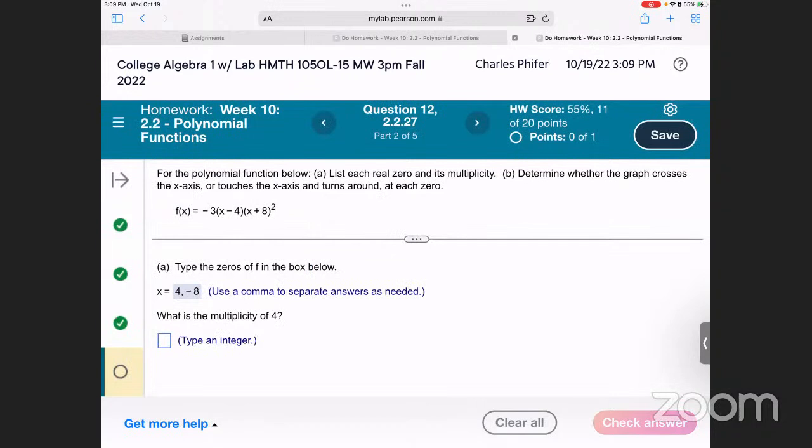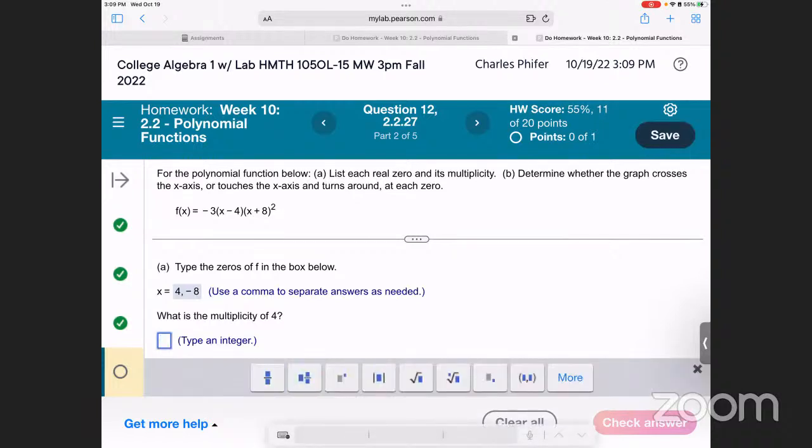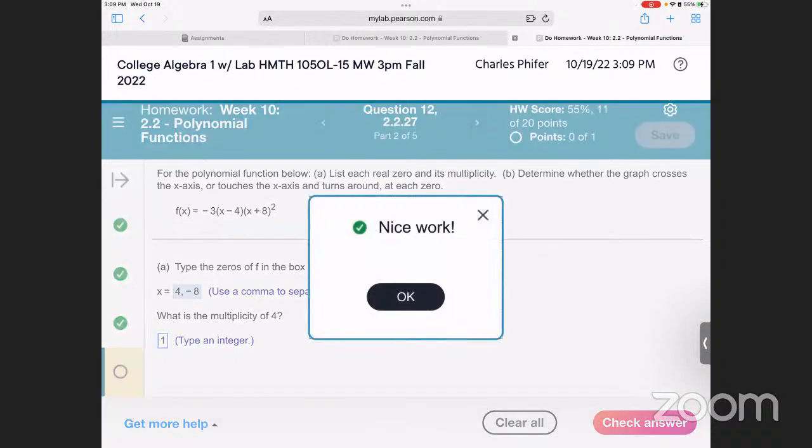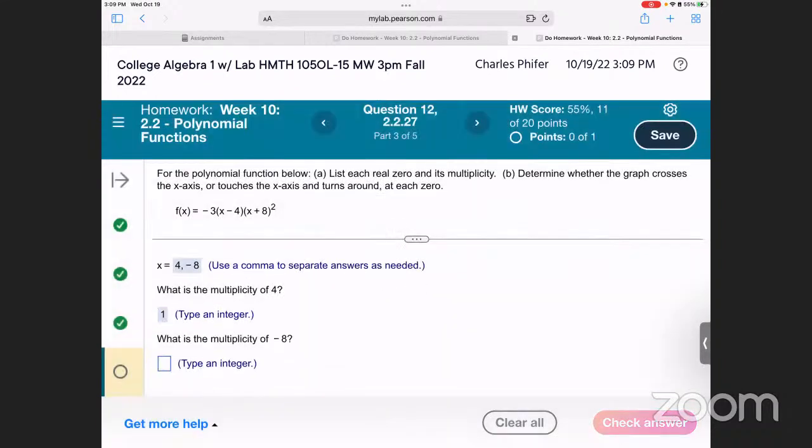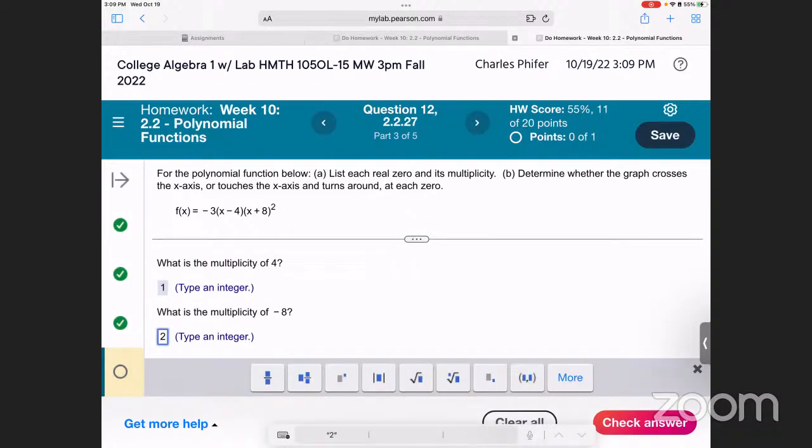And then what's the multiplicity of 4? So the 4 comes from the x minus 4. There's an implied power of 1 on the exponent for that binomial factor. So since the power is 1, that means the multiplicity is 1. In other words, that zero occurs once. But then for the multiplicity of -8, its power is 2. So then the multiplicity there is 2.